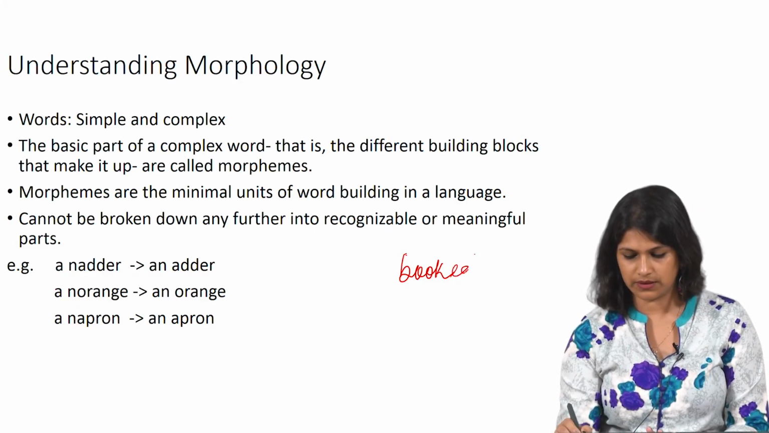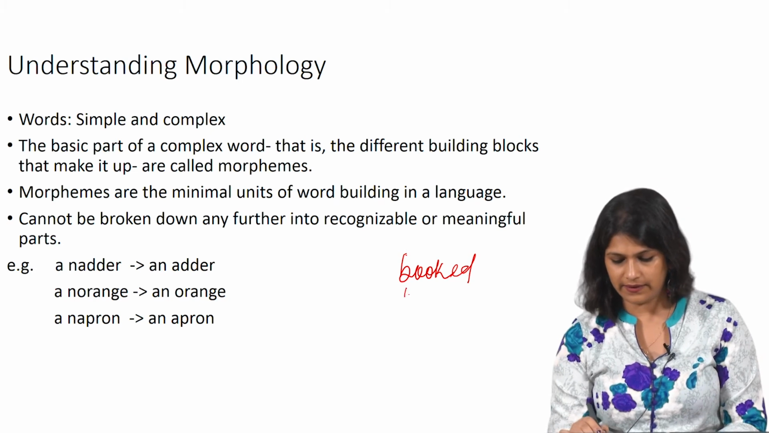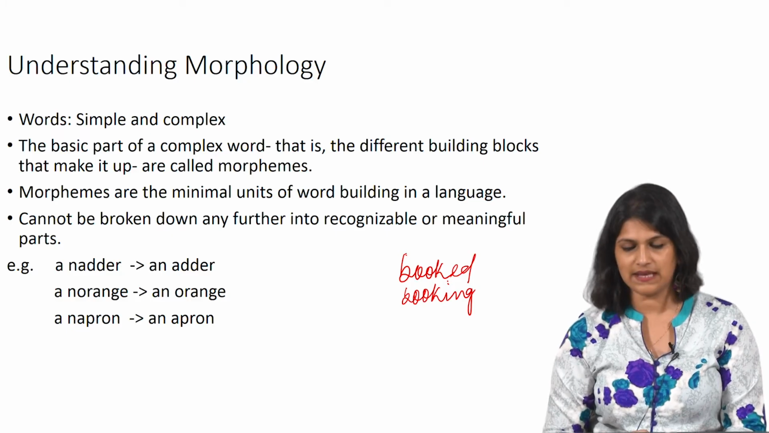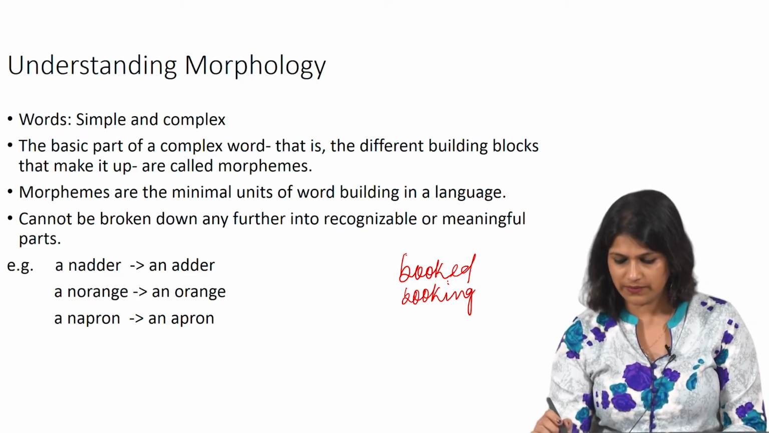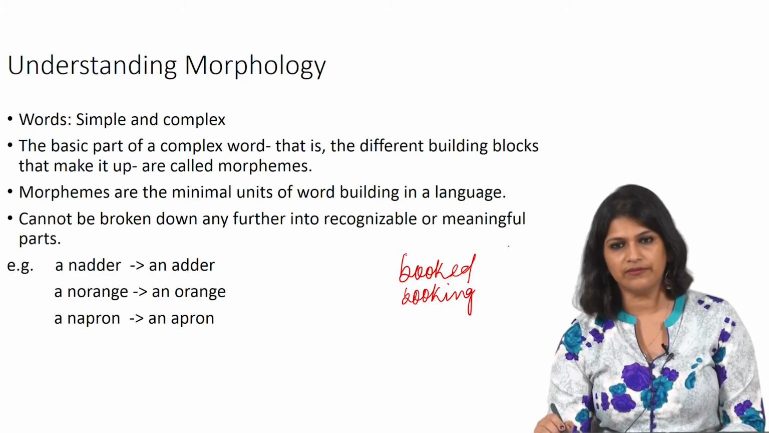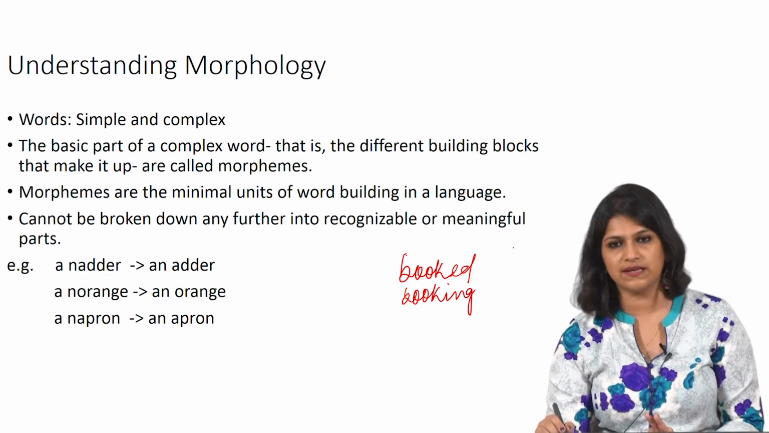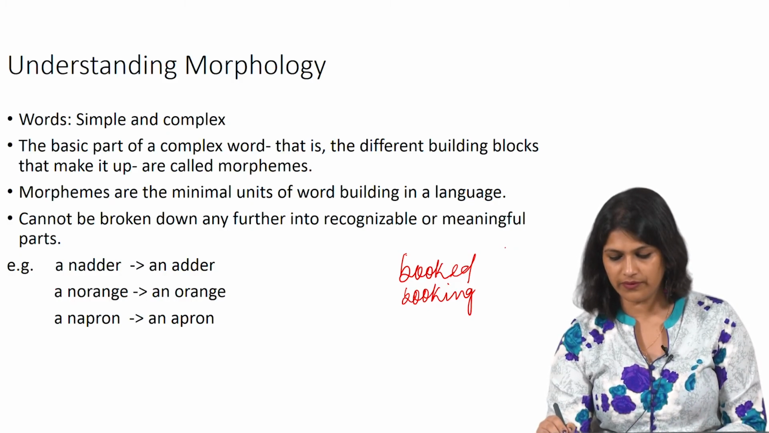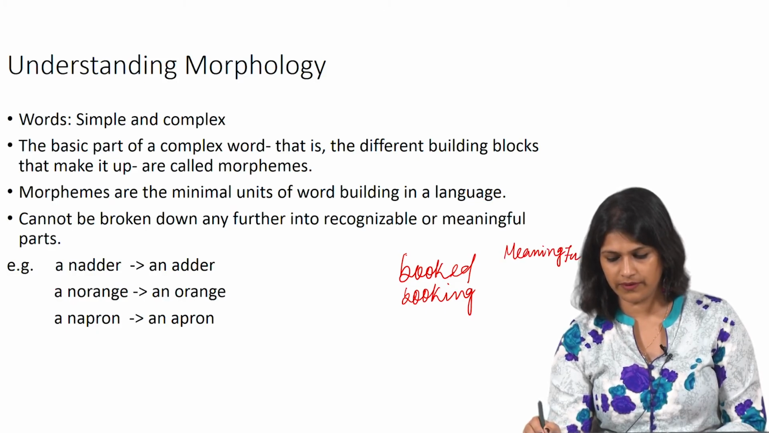It would be booked. And if I add the imperfective marker, it is going to be booking, right. Now let us try to play around with the morphemic analysis of these two words. What did we remember? What is a morpheme? If you can recall, what are the three important words that I referred to when I discussed morpheme? It must be meaningful, minimal, and also distinctive.